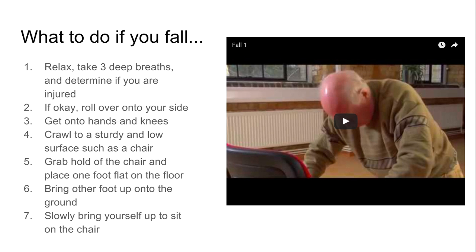So what do you do if you fall? Number 1, relax, take 3 deep breaths, and determine if you're injured. Number 2, if you're okay, roll over onto your side. Number 3, get onto your hands and knees. Number 4, crawl to a sturdy and low surface such as a chair. 5, hold on to the chair and place one foot flat on the floor. 6, bring the other foot up onto the ground. And number 7, slowly bring yourself up to sit on the chair. And now we're going to watch a short video detailing what to do if you fall.